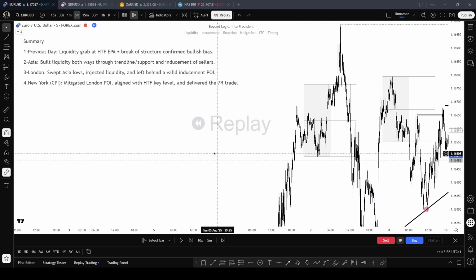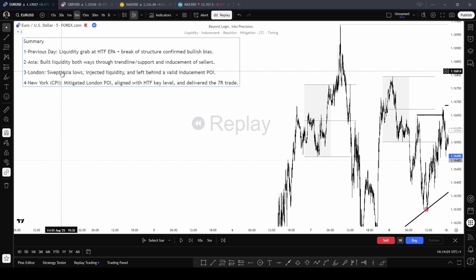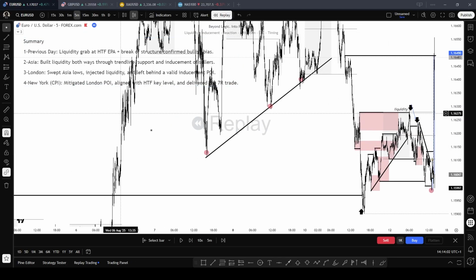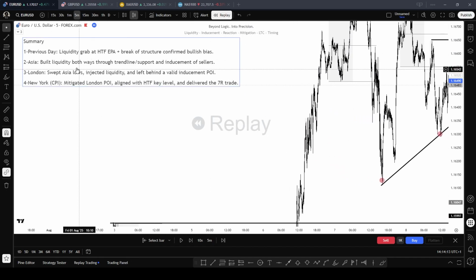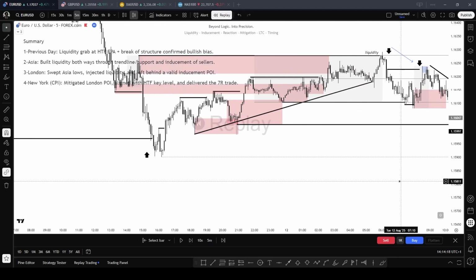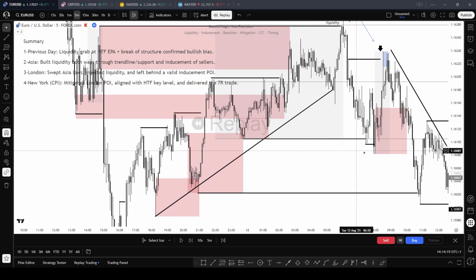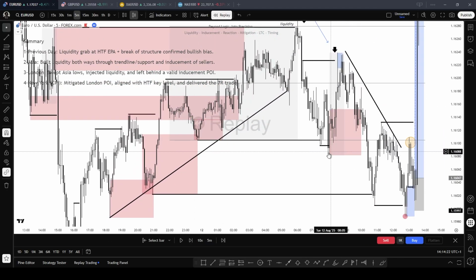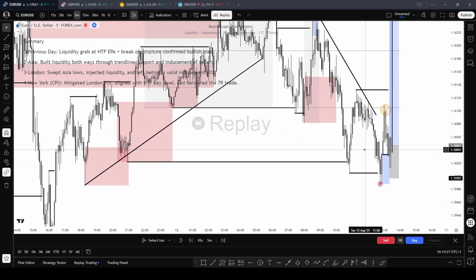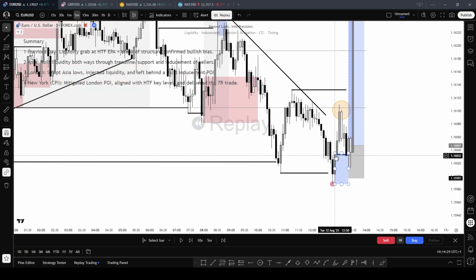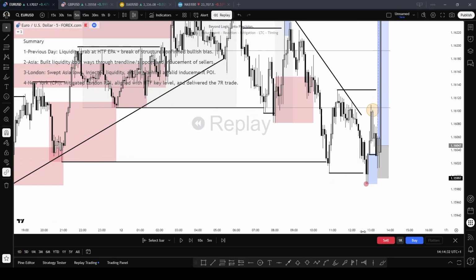So Asia built liquidity both ways, with the trend line support and inducement of the sellers, right? So we built liquidity on both sides. We induced the sellers. We had the sell reaction. What London did was London swept the Asia lows, injected liquidity, and left behind a valid inducement POI. So again, London took out Asia session lows, injected liquidity, no real intentions to move away from this one. And once it did induce properly, it left behind a valid inducement POI.